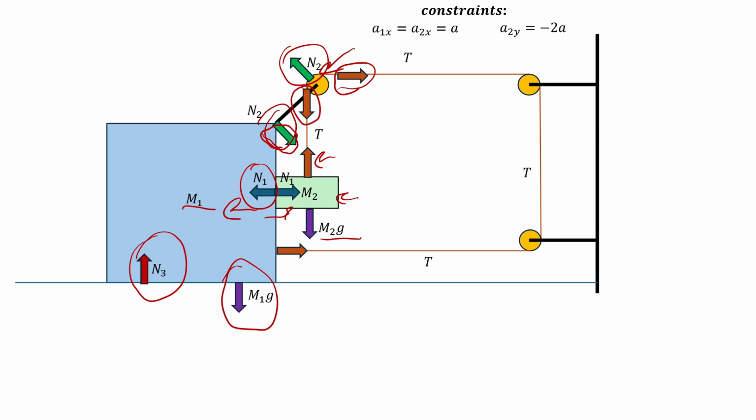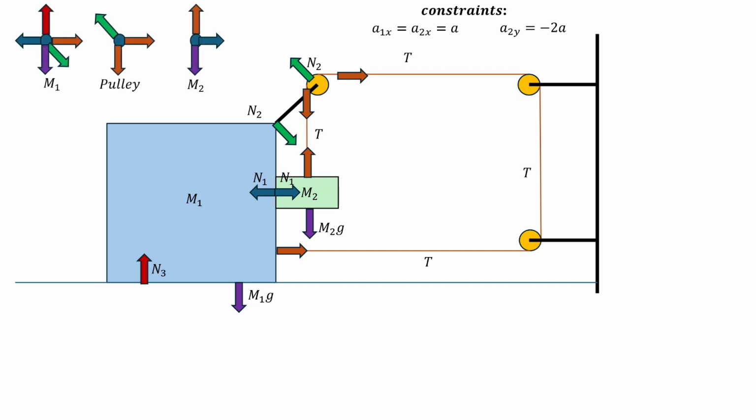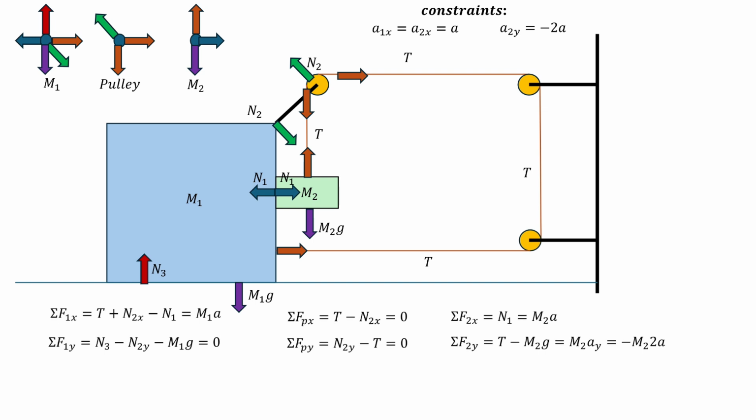So let's organize it with free body diagrams. I made a free body diagram for everything that can move. The big block can move, the pulley can move, and M2 can move. So I just organized them that way. The purpose of making free body diagrams is so that I can write equations of motion. That's to say, Newton's second law in each direction.